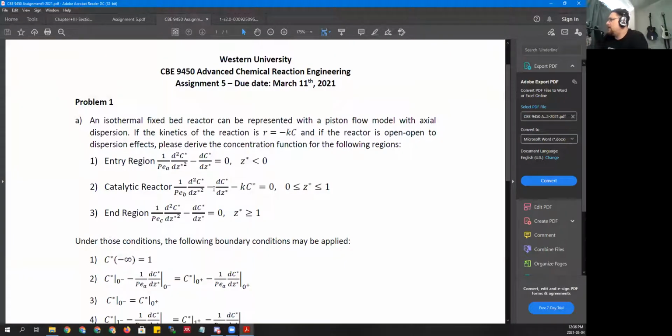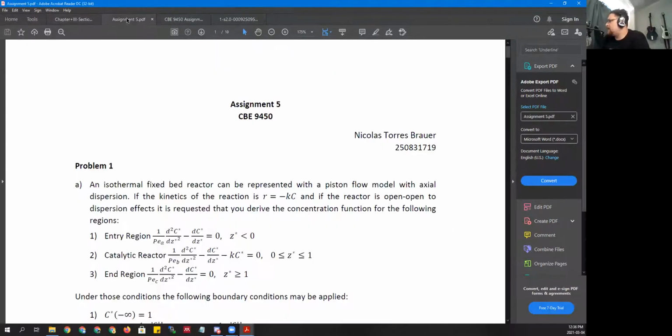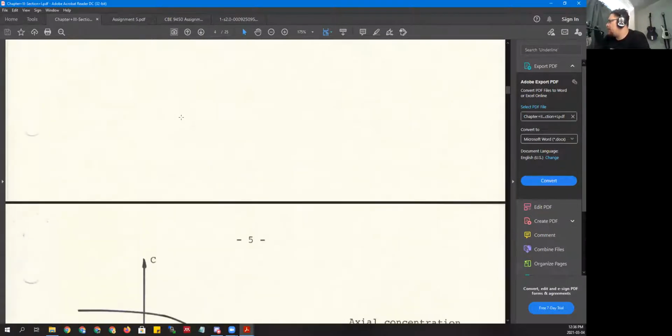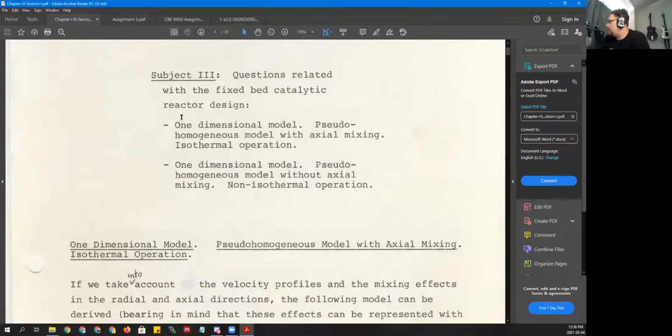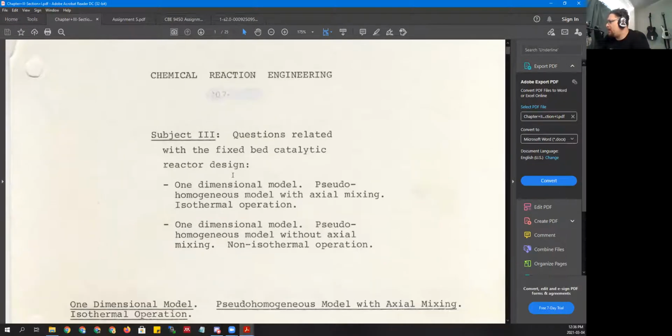Assignment 5 is uploaded since yesterday. I hope you had time to read it. This is a fixed bed, which is a new topic. I think you started this 1 or 2 weeks ago, I guess. The fixed bed is this topic. It's chapter 3 of the notes.